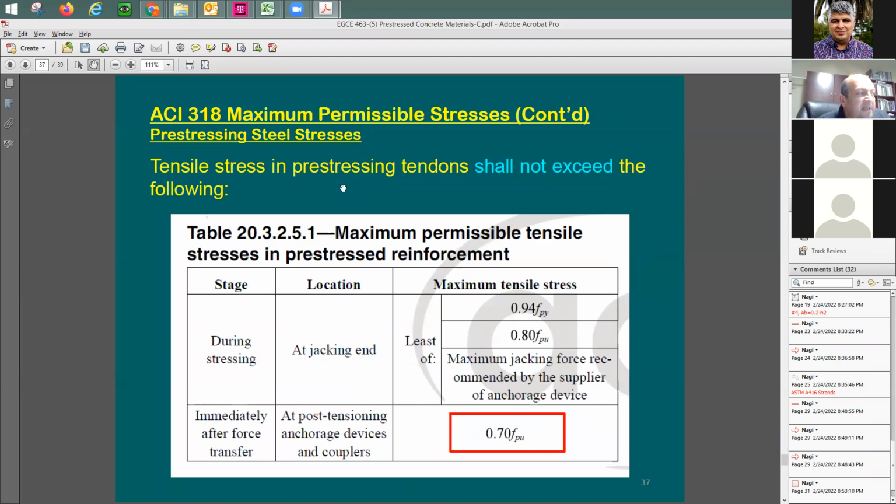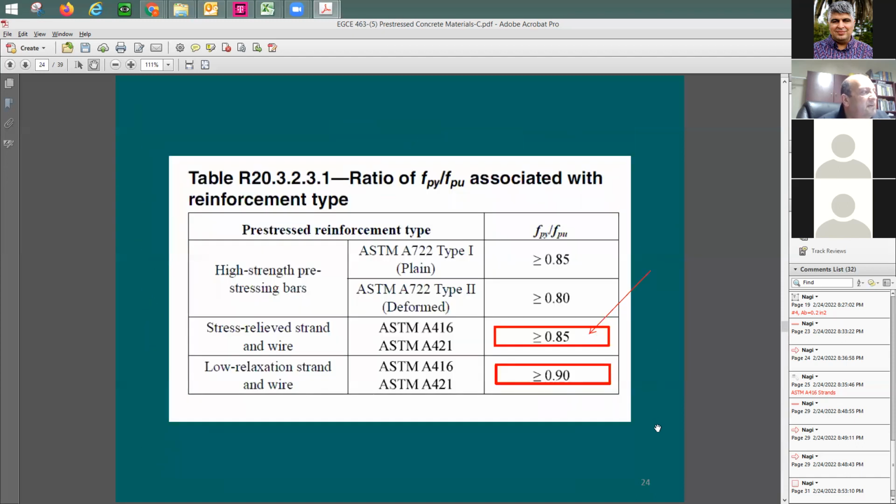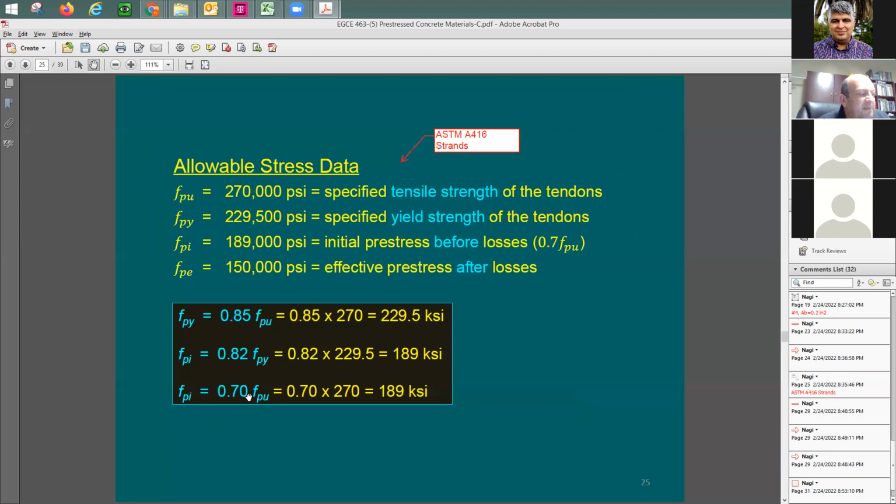The tensile stress in the pre-stressing tendons themselves, you cannot go beyond 70% of fpu. I said, I have seen this 70%. Where did I see it? Okay, let me check. And also, I have seen this 80%. I'm not sure. So 80% and 70% of fpu. Remember this. Let me take you back here quick. You'll see, yeah, we have seen it here. You remember these numbers? The 70%, 82%, they're right here.